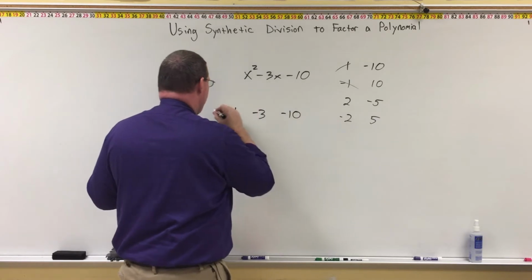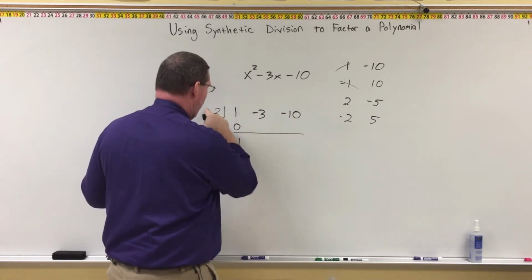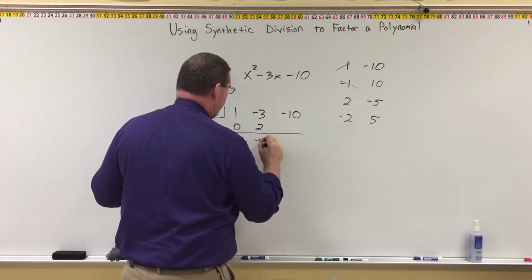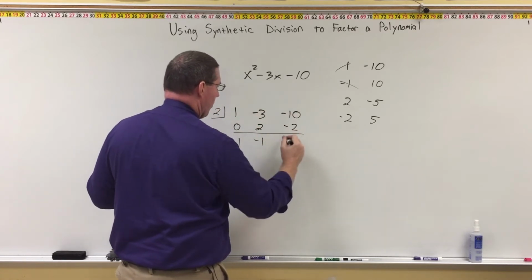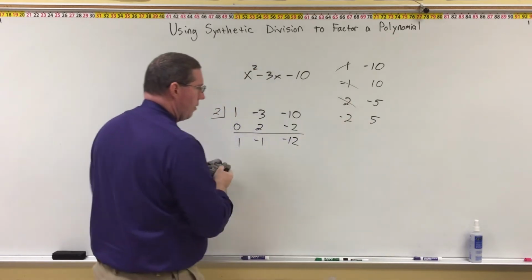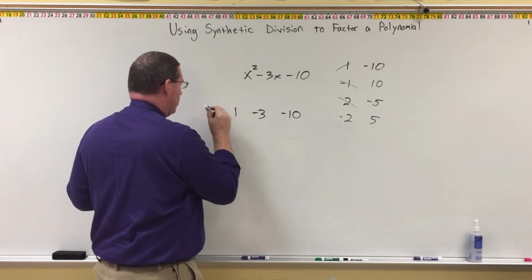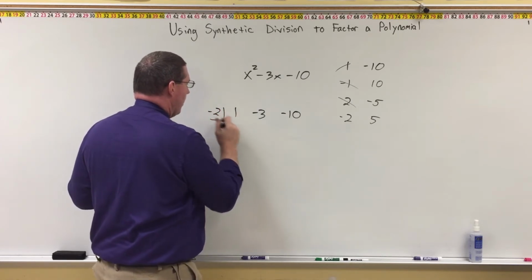Now let's try 2. So put 2 in the half box. Bring a 0. 1 plus 0 is 1. Times 2 is 2. Plus negative 3 is negative 1. Times 2 is negative 2. Plus negative 10 is negative 12. Again, not a remainder of 0. Therefore, 2 is not indicating one of our factors. Oh, I could have just put a negative in front. So now we'll try negative 2.